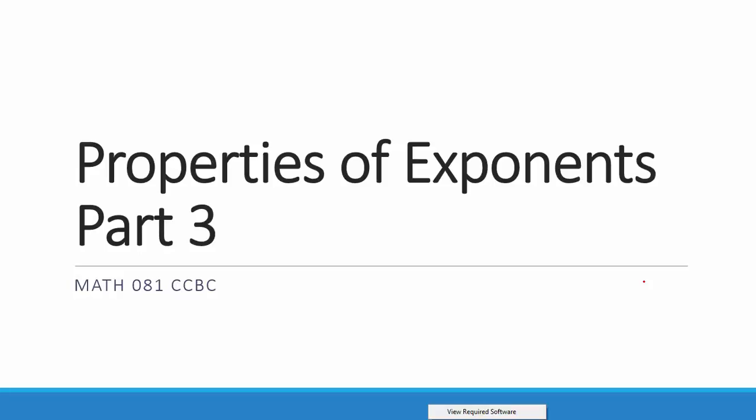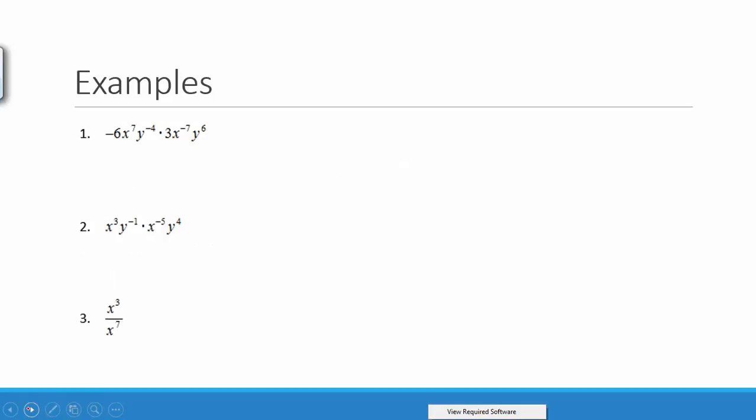In this video, we will continue studying properties of exponents. In our first example, we are going to rewrite this multiplication problem by using the commutative property. We're going to put our coefficients next to each other and like variables next to each other.